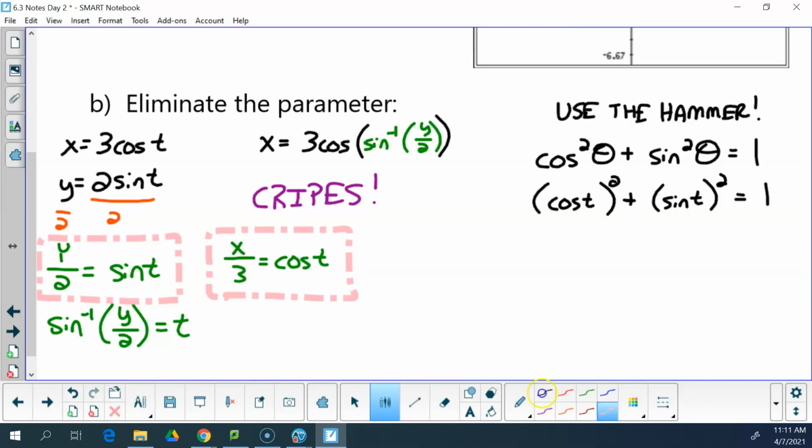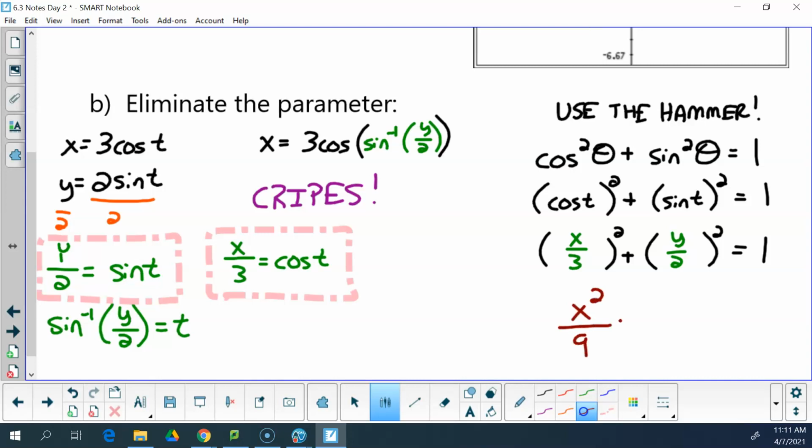Because now that cosine is x over 3 and sine is y over 2, we can replace those, or substitute those in there. And then we get a much cleaner equation.